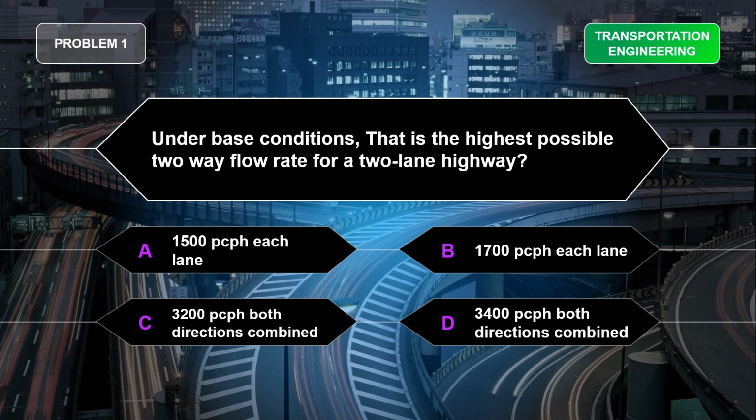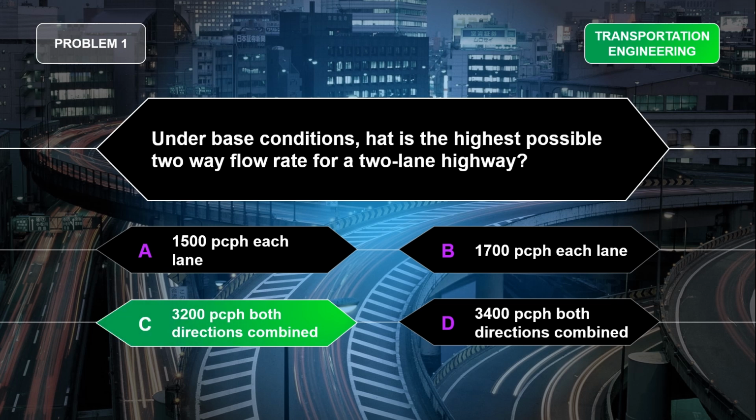Under base conditions, what is the highest possible two-way flow rate for a two-lane highway? A. 1,500 passenger cars per hour on each lane. B. 1,700 passenger cars per hour on each lane. C. 3,200 passenger cars per hour on both directions combined. D. 3,400 passenger cars per hour on both directions combined. The correct answer is letter C. 3,200 passenger cars per hour on both directions combined.